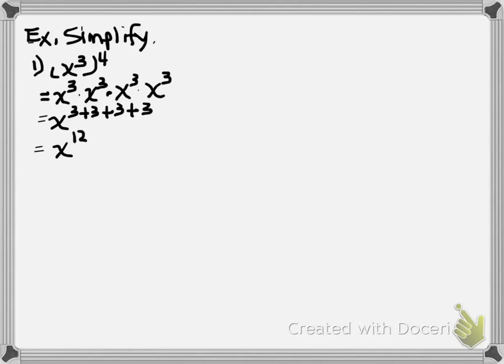Now, the shortcut, or the fast way of doing this math, says, hey, I had 3 four times, so why don't I just go back to the beginning and say I have 3 four times, which gives me x to the 12th. So that is a nice little way of thinking about a power to a power.